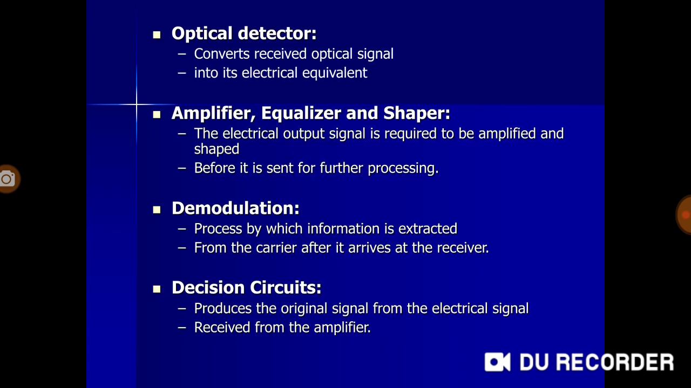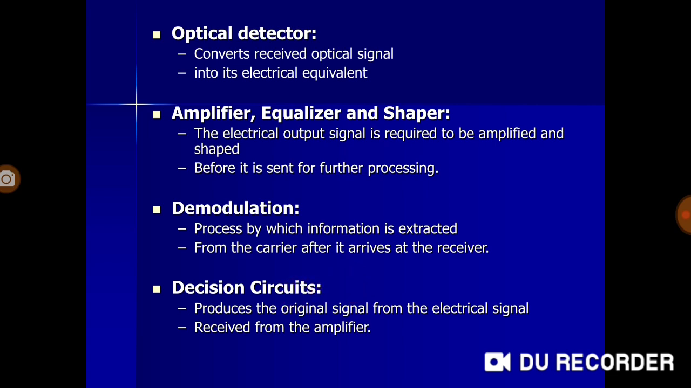Now next, obviously, the block was the demodulator. So what does the demodulation process do? It is the process by which information is extracted from the carrier after it arrives at the receiver. This is the basic work of a demodulator. It is not specific to optical modulation only or optical links only. We are talking about simple, general demodulation. It extracts the information signal from the received signal.